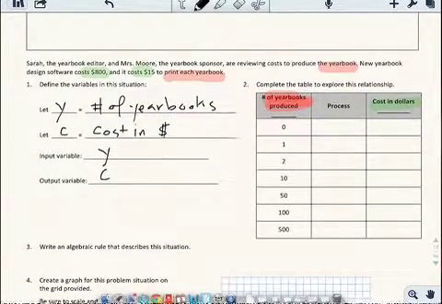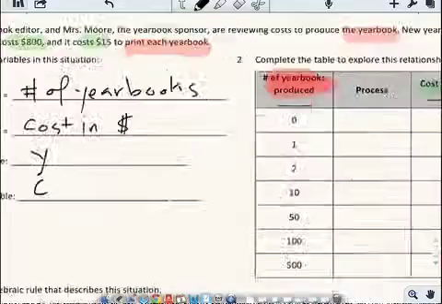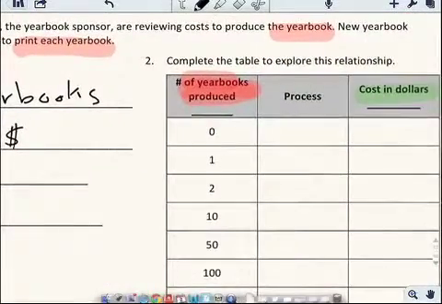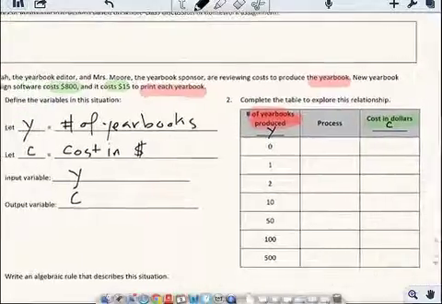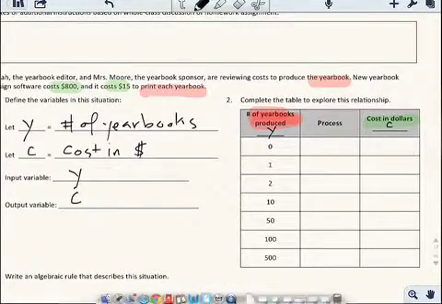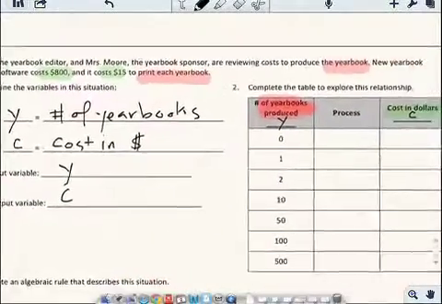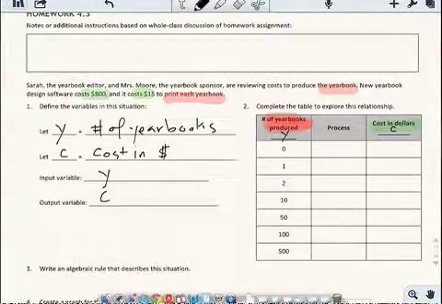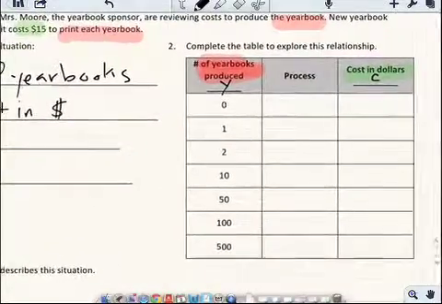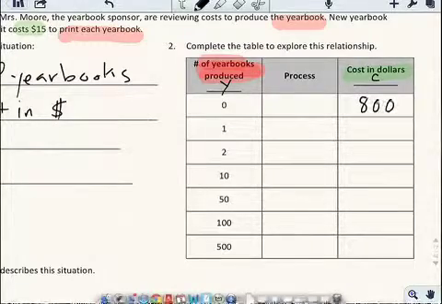All right, so number of yearbooks produced. Let's go ahead and put our variables in our table. Y was what we used for yearbooks, and C was our cost. So let's go back to the information. It costs $800 for the design software. And so if they buy the software but then they don't print any yearbooks, it'll still cost them $800. So I think across from 0, the cost should be $800.